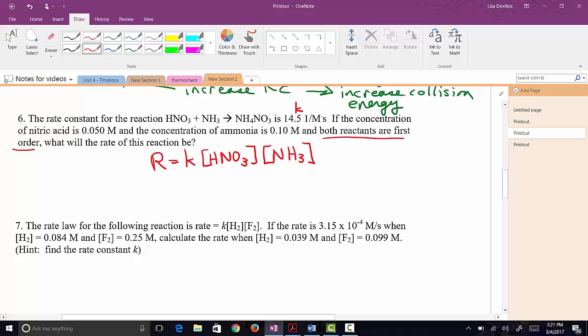Okay, so here is my equation. I'm going to plug in my K. I'm going to plug in the nitric acid, and I'm going to plug in the ammonia. And that's going to give me 0.5 times 0.05 times 0.1. So I get 0.0725, and that unit would be molarity per second.